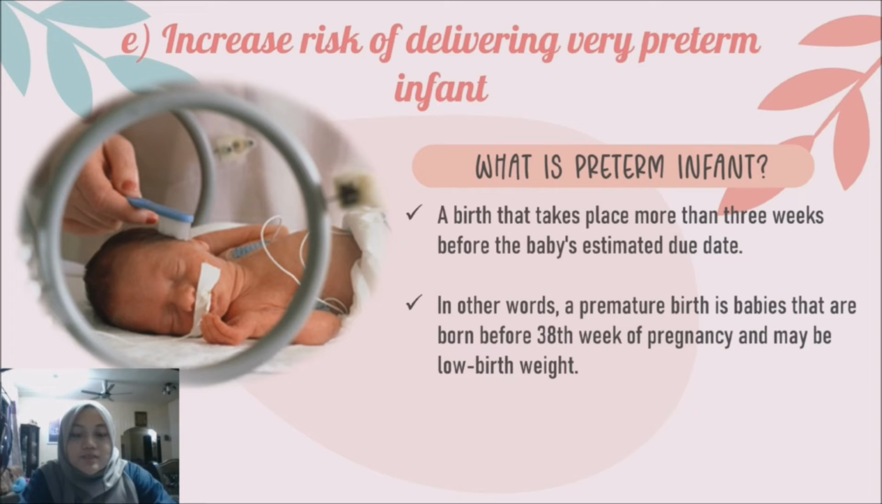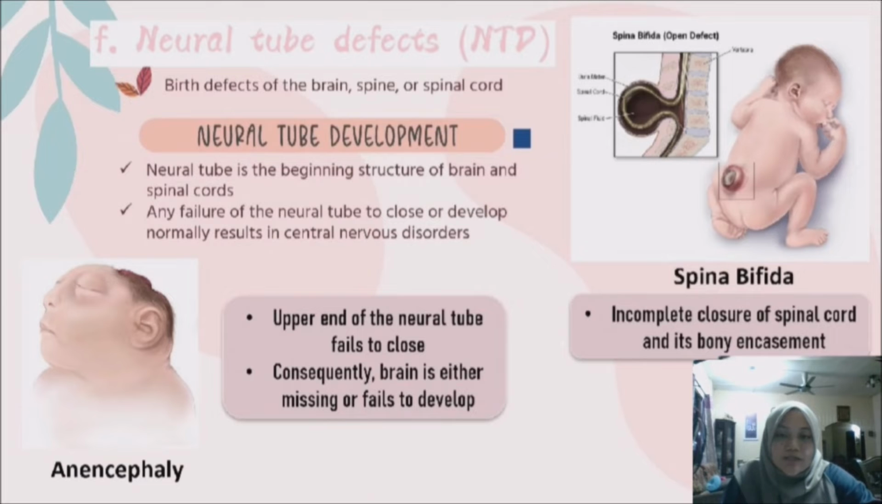Next, obese mothers will also have increased risk of delivering a very preterm infant. A preterm infant is a birth that takes place more than 3 weeks before the baby's estimated due date. In other words, a premature birth is babies that are born before 38 weeks of pregnancy and may have low birth weight. Neural tube defects or NTD are birth defects of the brain, spine or spinal cord.